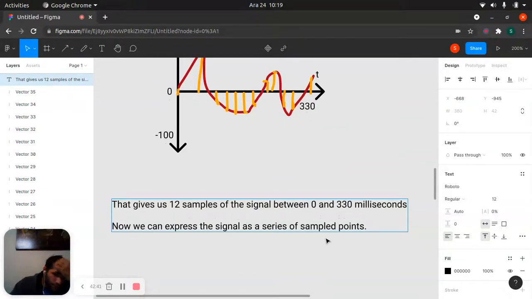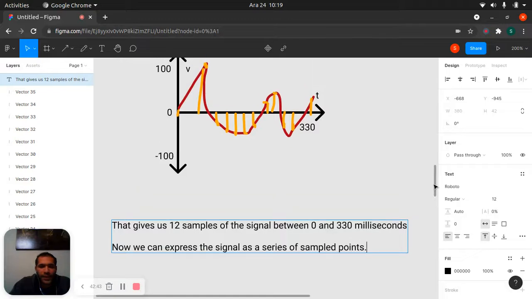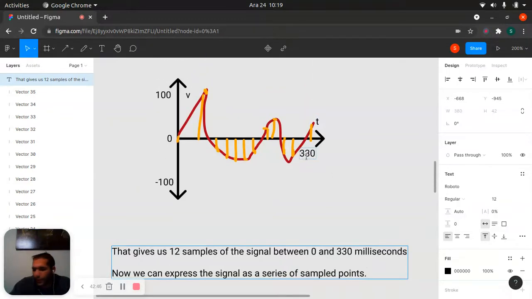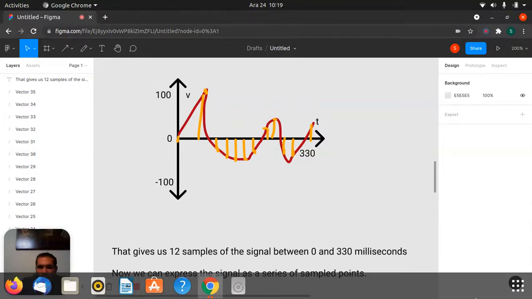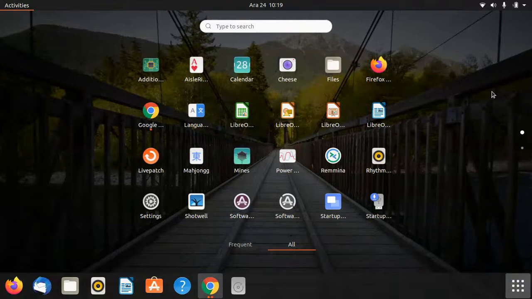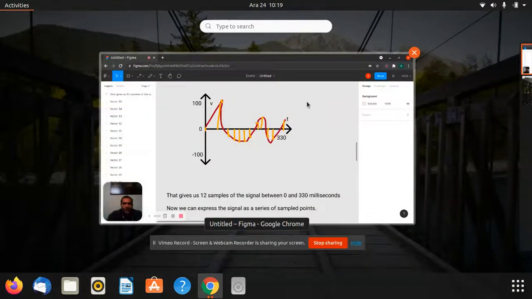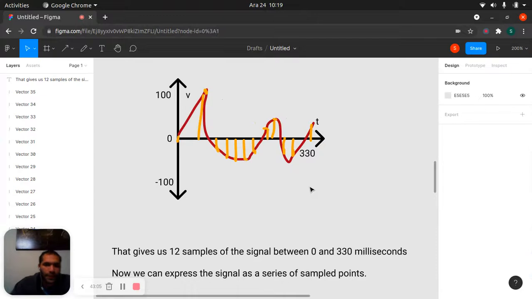Now, what I am saying here, we have 330 seconds, we have 12 samples. Just divide it. How can you do it? This is easy. Let's come down again here. Okay, you just have to divide. Then you will find some solution there. Let's do it together.